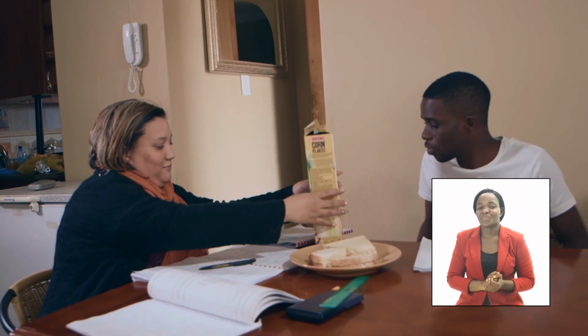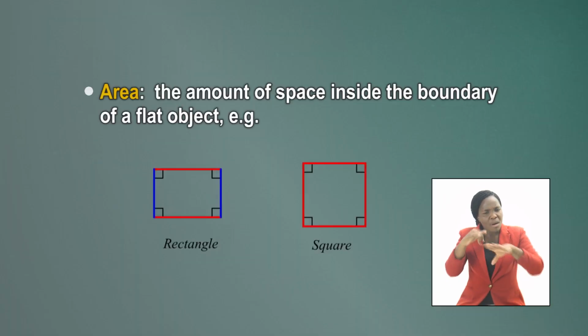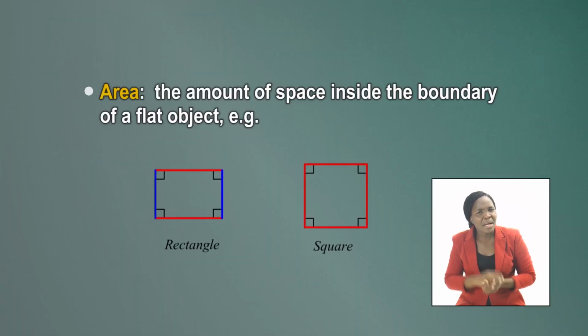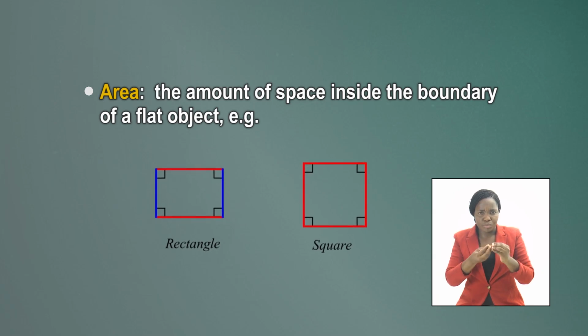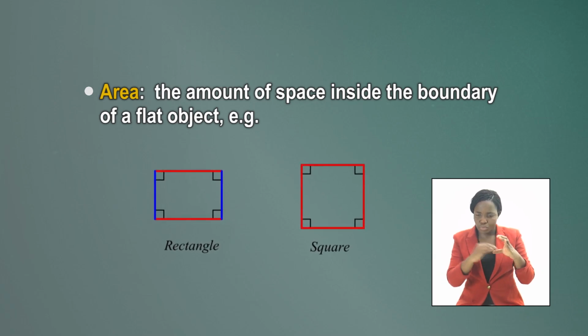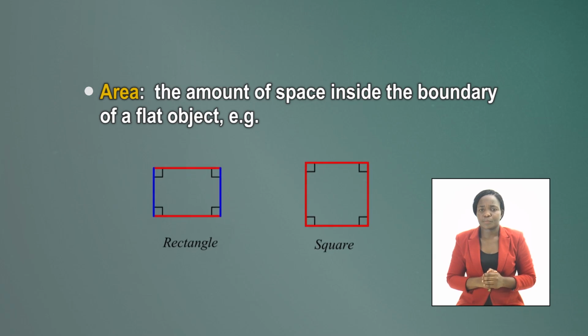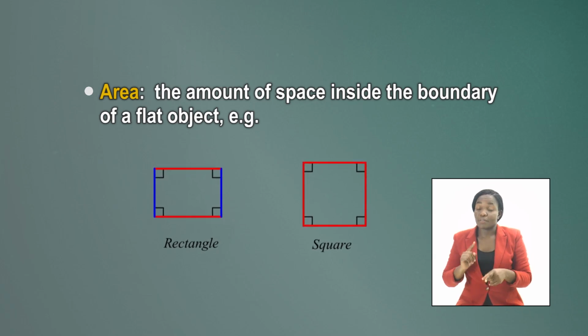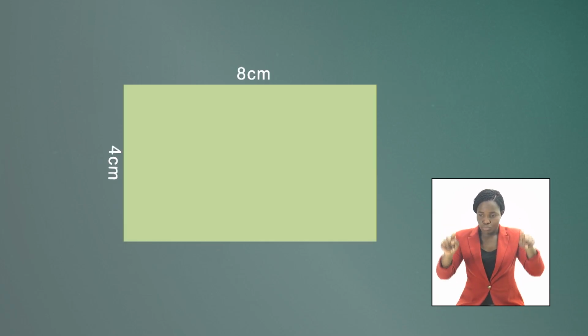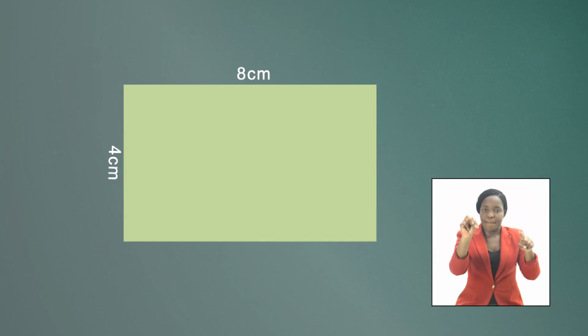Yes, let's begin. First, we should find the definition of what area is. Area is the amount of space inside the boundary of a flat object, such as a square or a rectangle. Okay, let's draw the rectangle first. It says the rectangle should be exactly 8 centimeters long and 4 centimeters wide.